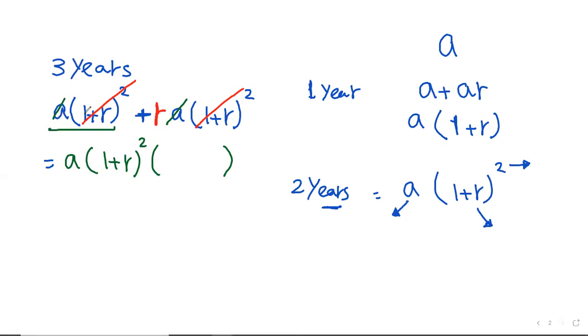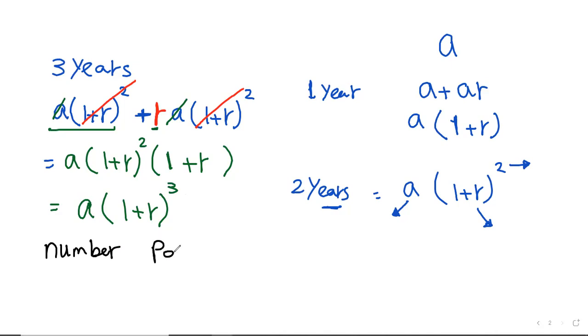And then you are left with, this expression has been written, so we have 1 here plus R. We are left with 1 plus R. So after 3 years, it's A multiplied by 1 plus R to the power of 2 multiplied by 1 plus R. So it's 1 plus R to the power of 3. So we reach a conclusion. What is the number of people, or the number of the population?